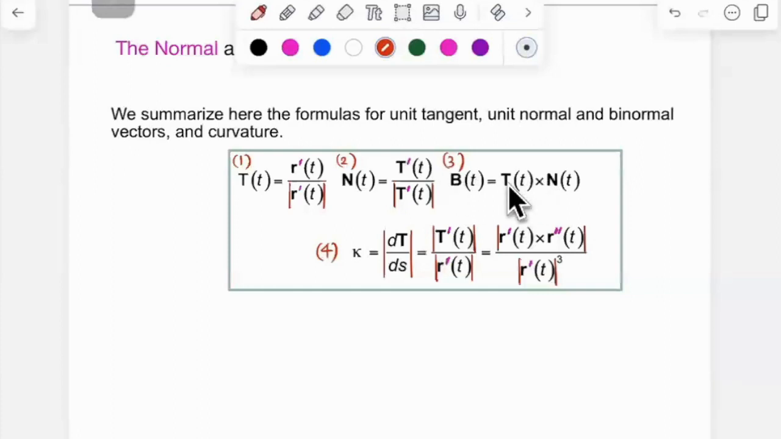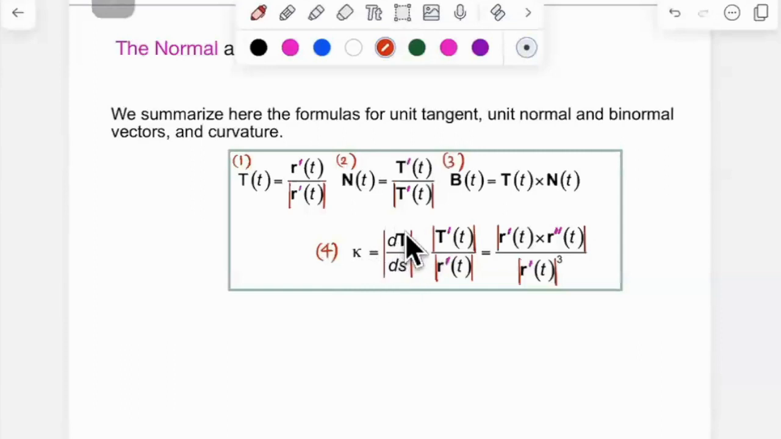It's a cross product of T and N. The cross product of this one and this one. And it is again a unit vector. This formula here is for the curvature. Curvature measures how quickly the curve changes direction. The quicker the curve changes direction, the bigger the curvature.